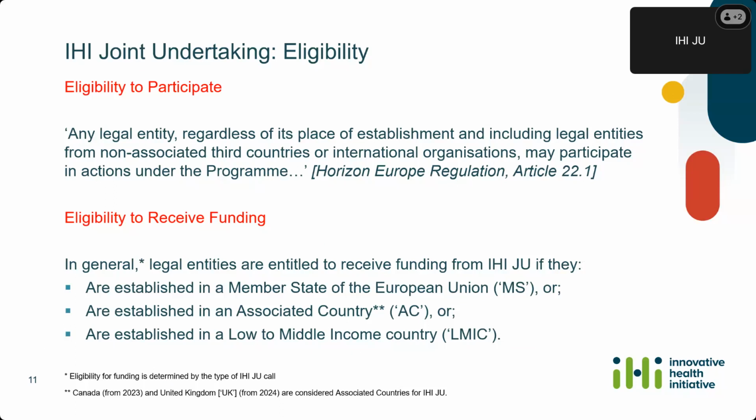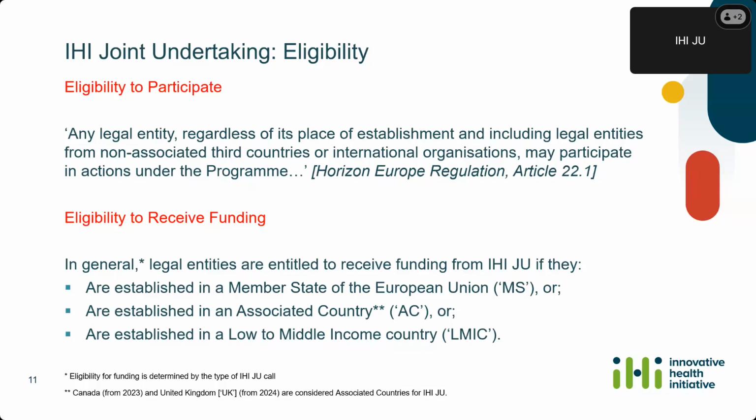So in general, those legal entities that are participating can actually receive funding directly from IHI if they either are coming from a member state, or they're from an associated country, or they're in a low to middle income country. So with reference to the previous map, if you're blue or yellow or green, which is a significant amount of the globe, then you're automatically eligible to receive funding. And of course, this list changes over time as more and more countries, as I was mentioning, associate with Horizon Europe.